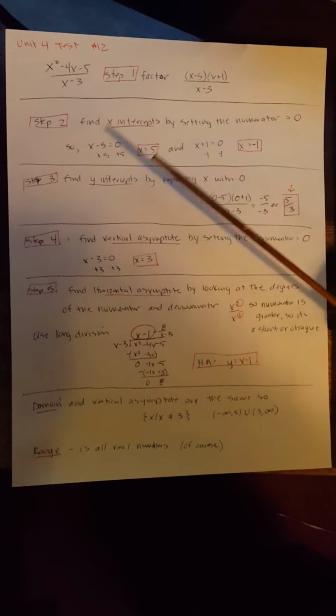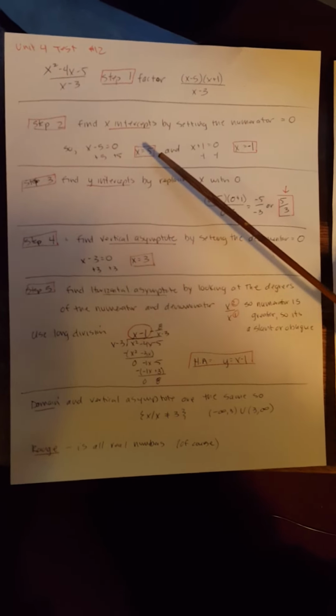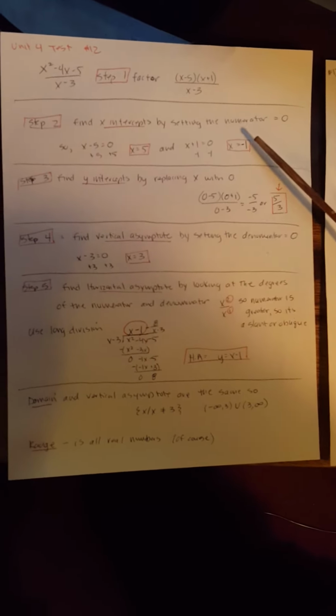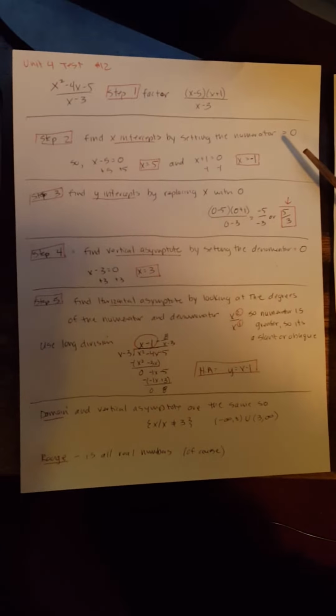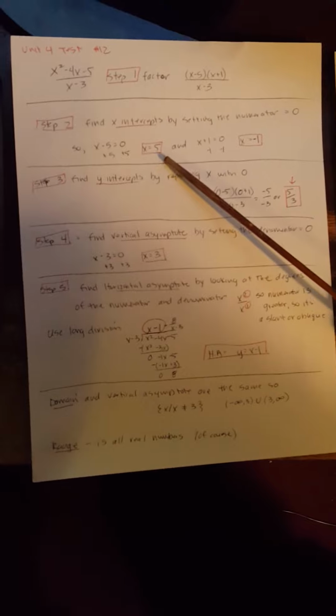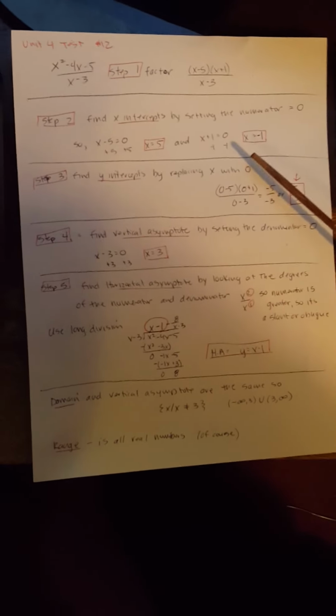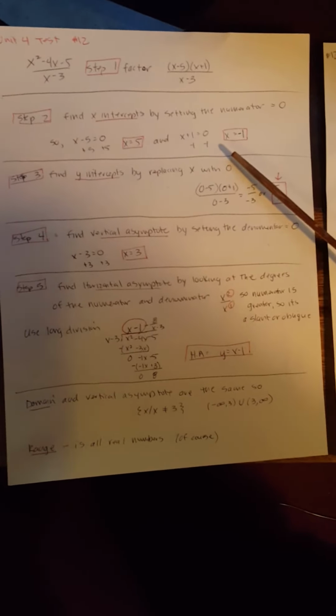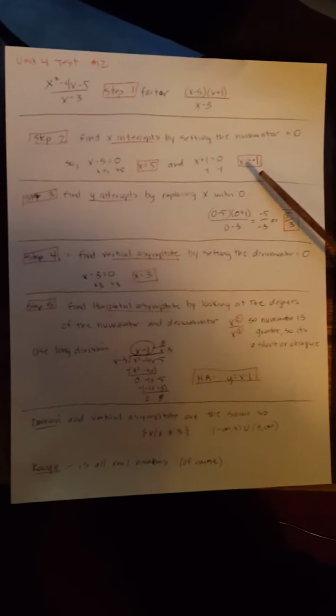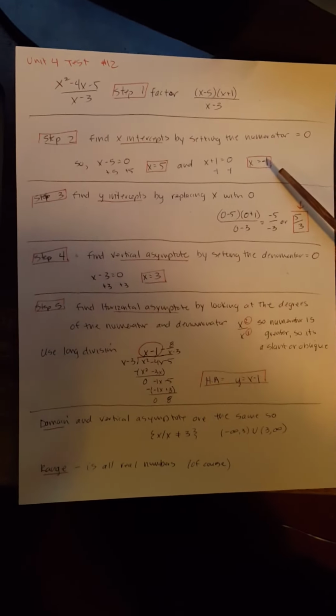Our step 2 is finding our x-intercepts, and we do that by setting our numerator equal to 0. So you've got x minus 5, and you add 5 to both sides, which gives us x equals 5. And then x plus 1 equals 0, minus 1 from each side. That gives us x equals negative 1.